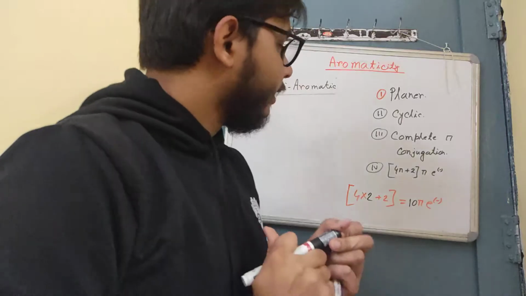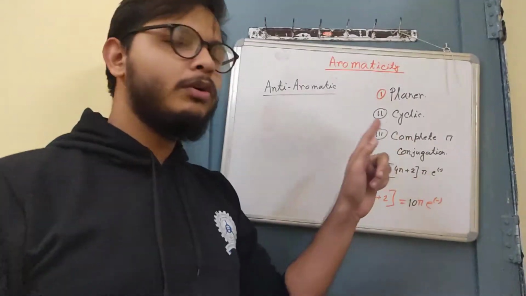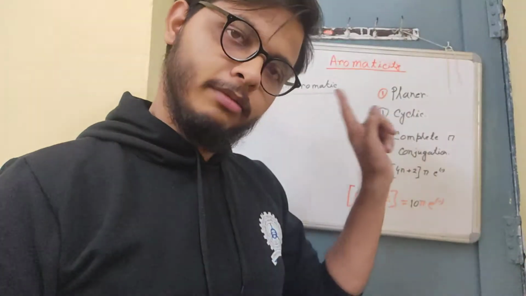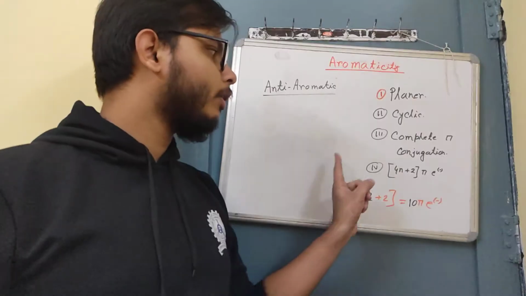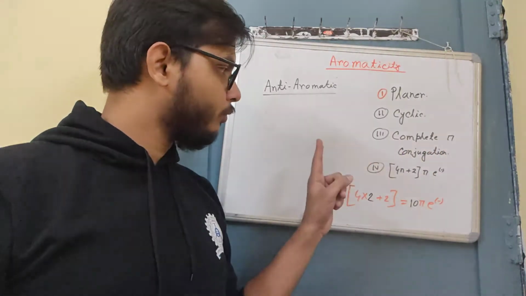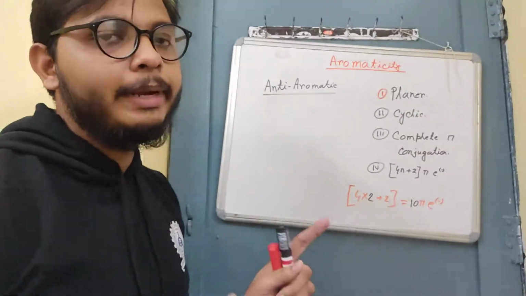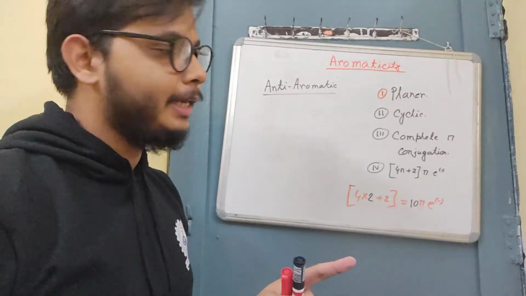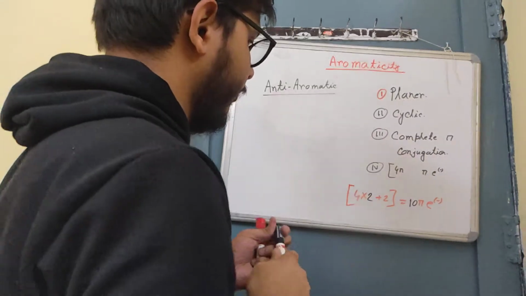Anti-aromatic compounds. The first criterion: the molecule must be planar. Okay? The molecule must be cyclic. Here also they must have complete pi conjugation, but they don't maintain Hückel's rule. They maintain 4n pi electrons. Okay?